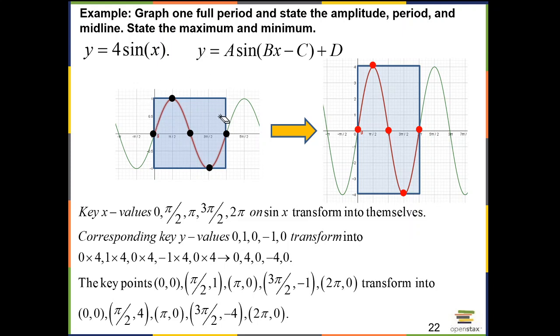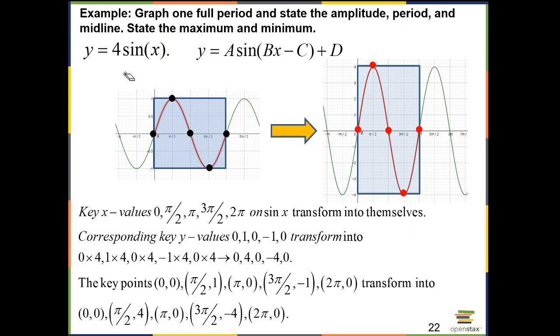So we can do that. As I said, you can apply the transformation to every black point here and get the red points, right? So what are the key points? The x values of the key points are 0, pi over 2, pi, 3 pi over 2, 2 pi. And according to this transformation, nothing happens to them. They stay the same. And the corresponding key y values are 0, 1, 0, -1, and 0.